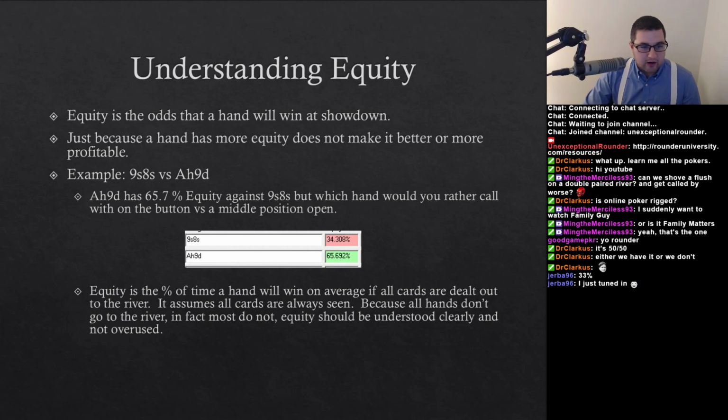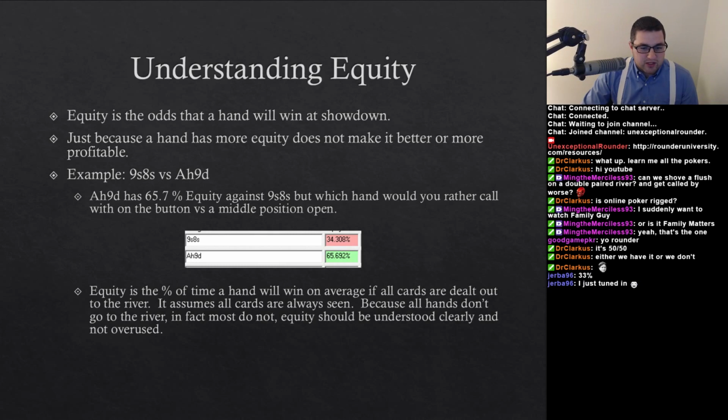As we already mentioned, equity is the odds that a hand will win. You can see here that Ace-9 offsuit will win almost 66% of the time, so a lot of people would assume that it is a better hand to play because it wins more often. However, that's not necessarily true. As most of you probably know, 9-8 suited is a much better hand to call with on the button than Ace-9, and we'll get into that more later on in this class.